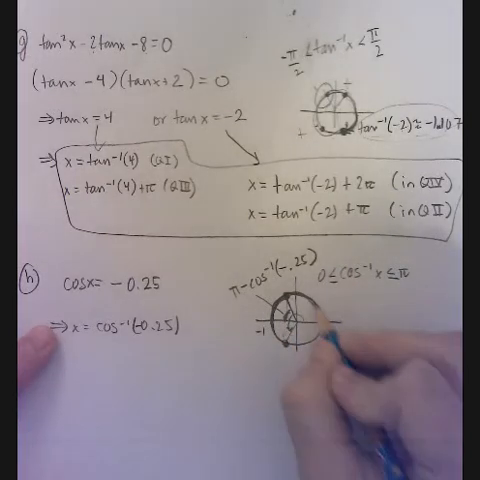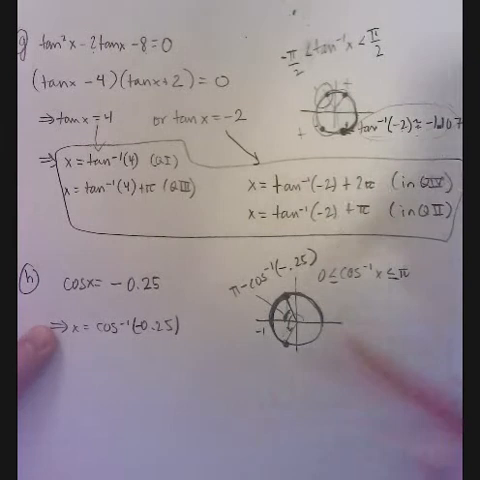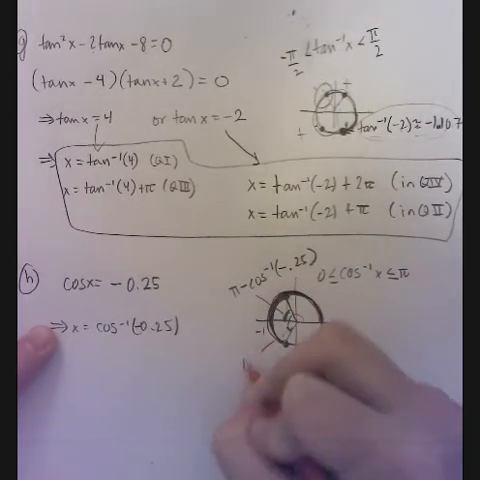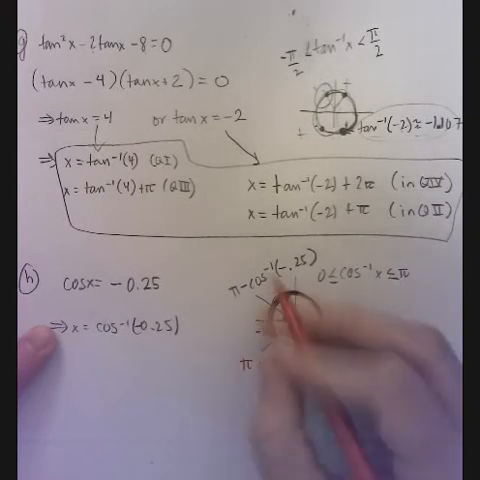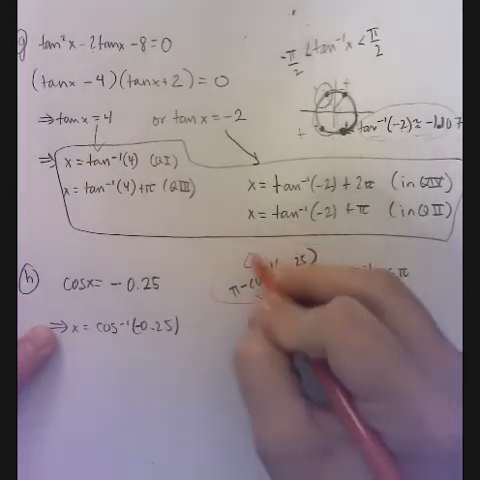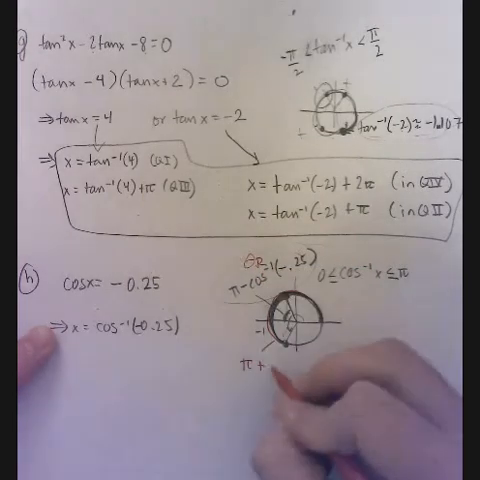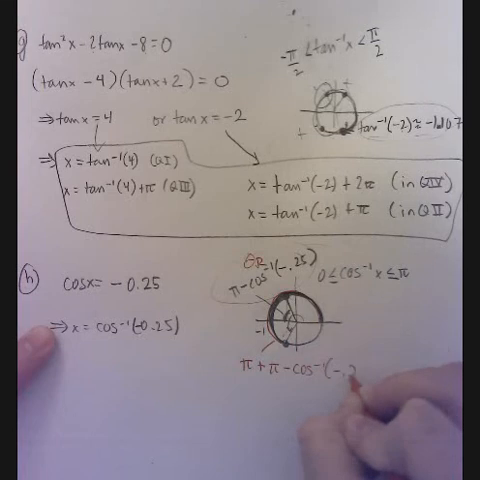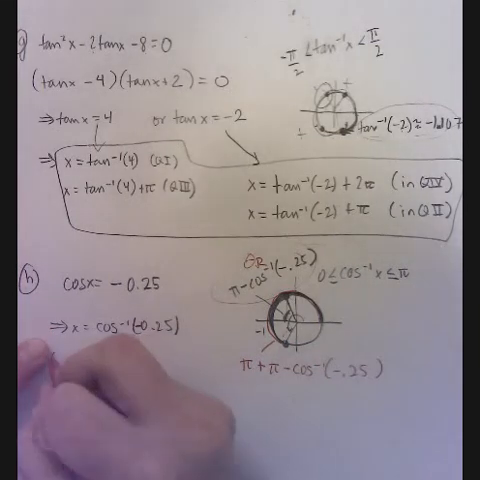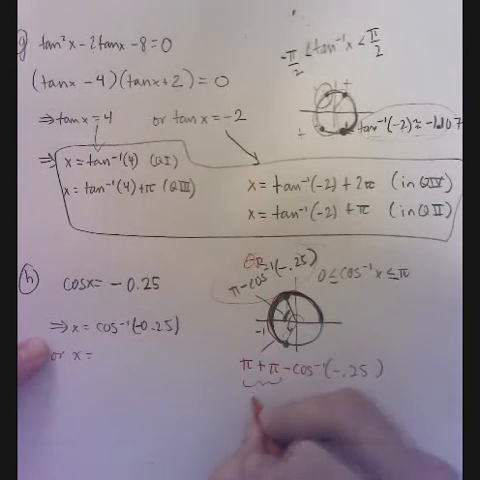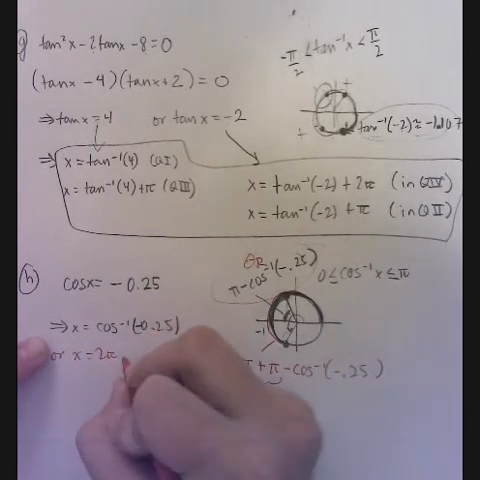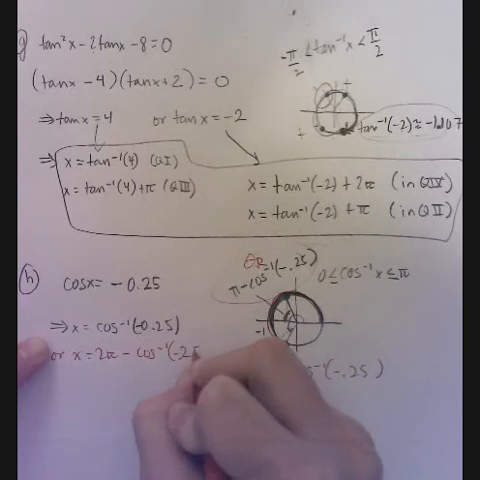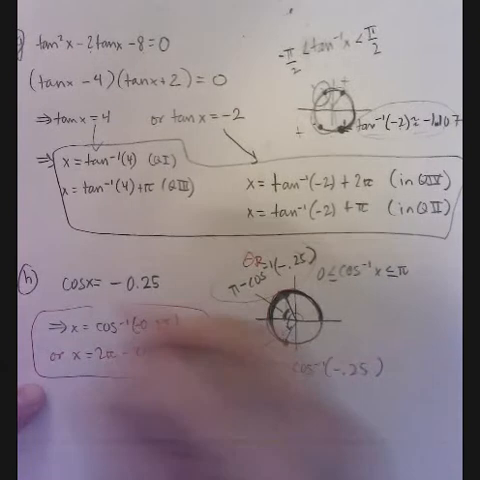This whole thing here, I'll use a different color, will be pi plus this reference angle, theta sub r, we'll just call it that, pi minus cosine inverse of negative 0.25. So x is that, and of course this is 2 pi. So this is similar to the one we did in the earlier example. So there's our two solutions.